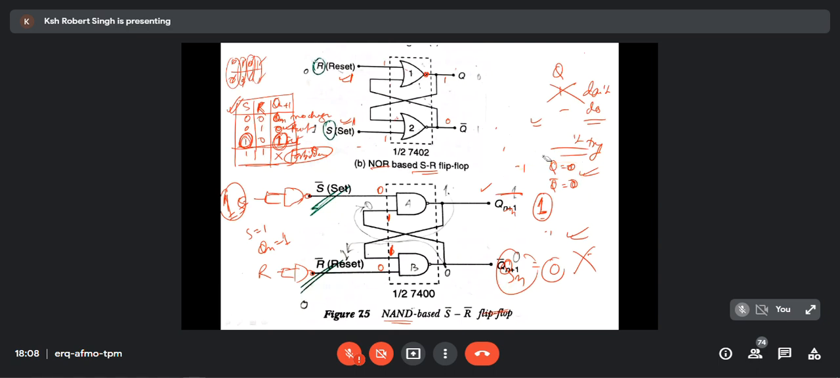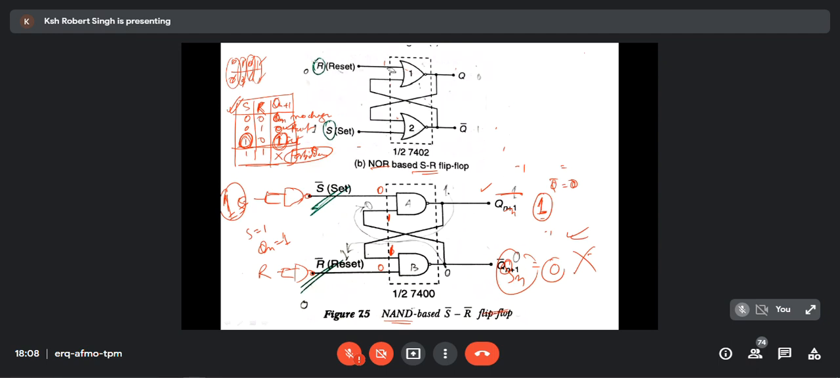But you have to remember the truth table. Truth table, please remember. As a student, you have to remember the truth table. Without remembering the truth table, nothing is possible. You cannot be a master in this subject without knowing the truth table.